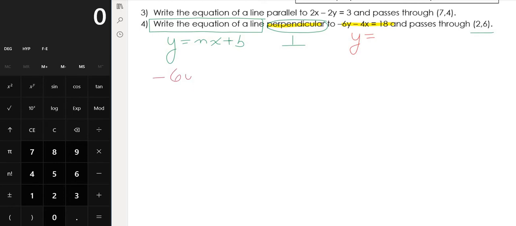Negative 6y minus 4x equals 18. We need to get y all by itself. So let's start by getting rid of that negative 4x. So we're going to add 4x to both sides.